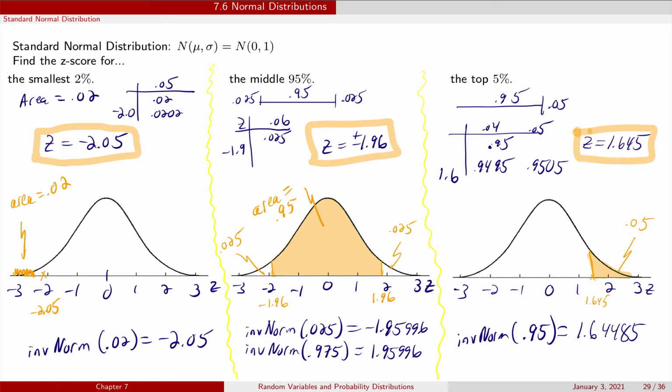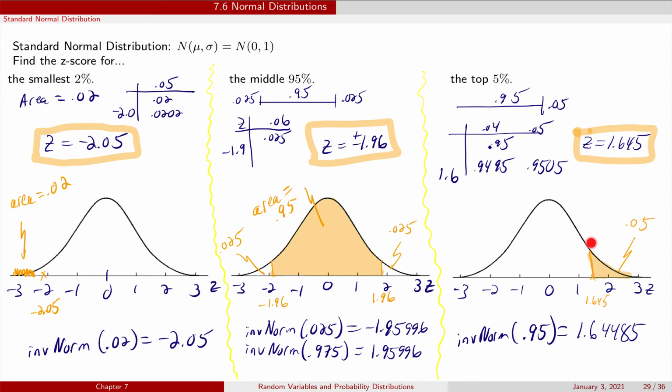And finally, what happens if I want to be in the top 5%? Top 5% means that there's 95% below it. Top 5% means you're in the 95th percentile. This is the number we're going to look for in our table. 0.95 doesn't appear exactly. The two closest numbers are 0.9495 and 0.9505. Since 0.95 is exactly in between those two, we're going to use exactly in between these two numbers here. 1.6, and then halfway between 0.04 and 0.05 is 1.645. So that's one of the few z numbers that actually go to 3 digits.